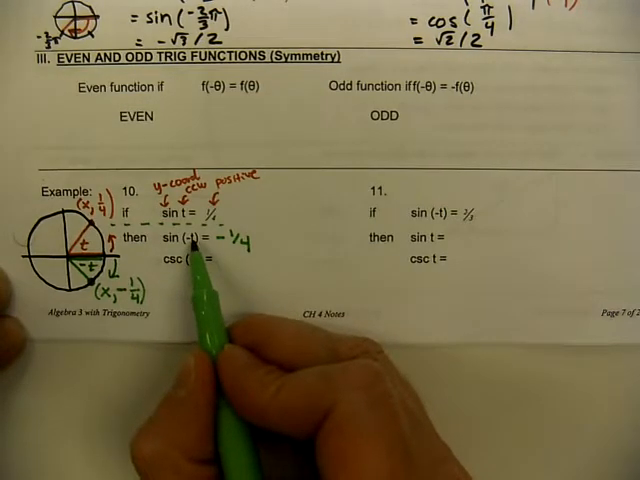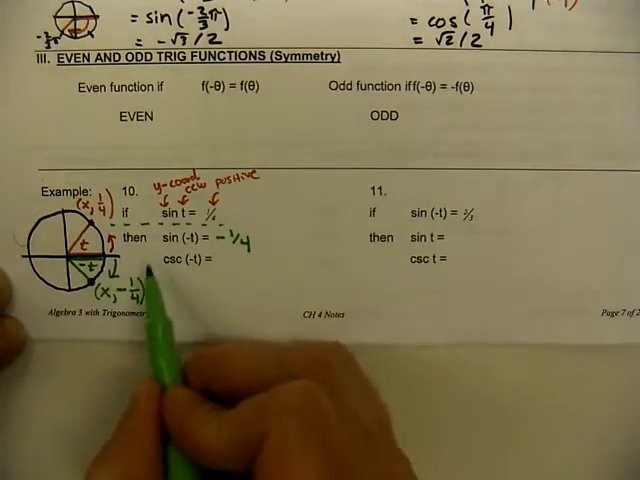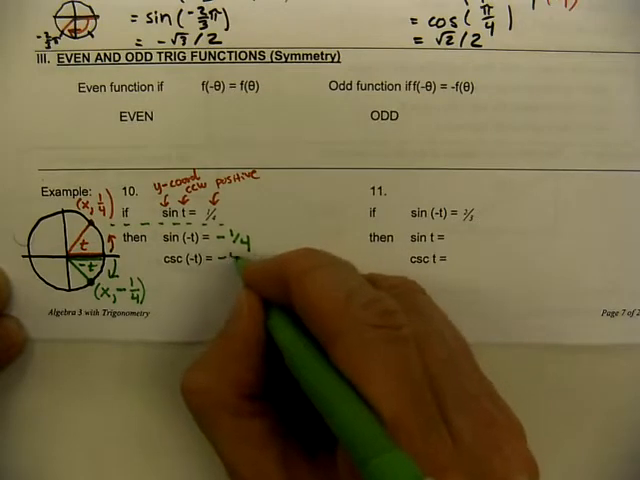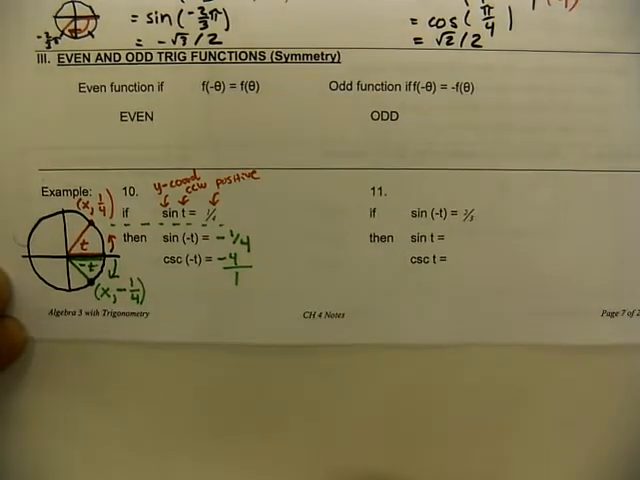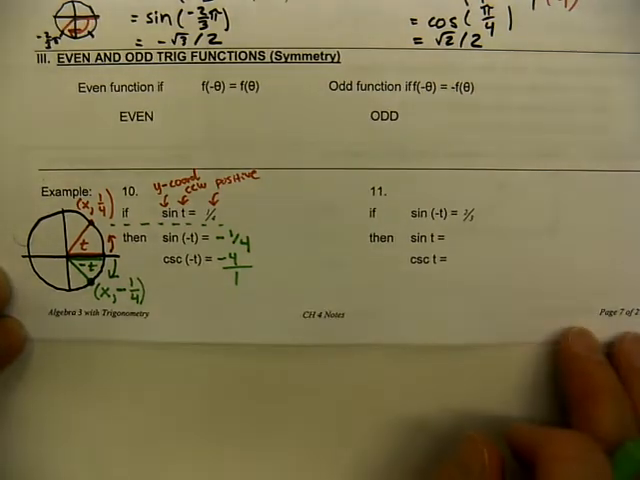And again, we're looking at the y-coordinate because that's what sine is all about. Cosecant is the reciprocal of that sine, so we're just taking that y-coordinate and flipping it upside down. All right, let's take a look at another example, and then we'll see if we can find some patterns here.